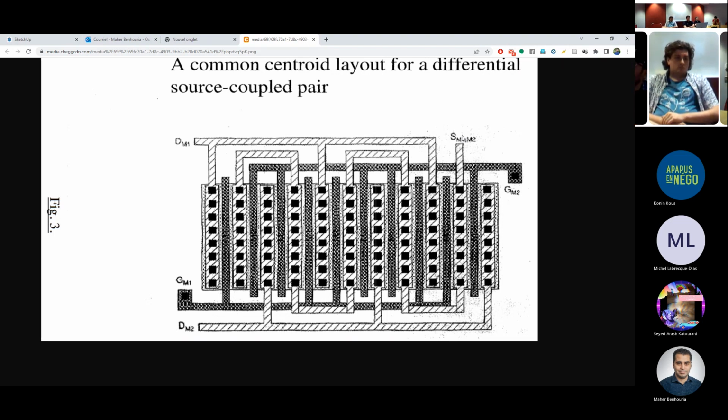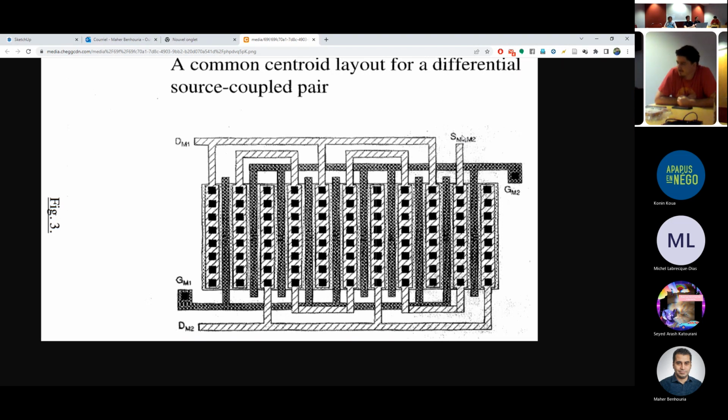And for the merging of this source, let's say the current is coming from the drain and goes to the source. Current will go like that. There is no problem of having a common terminal for this S1 and S2.